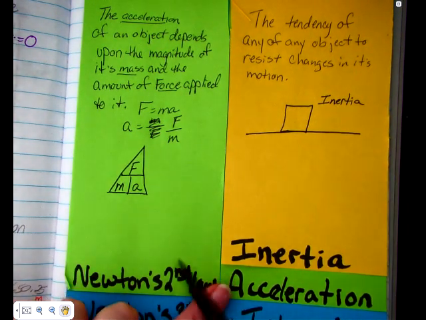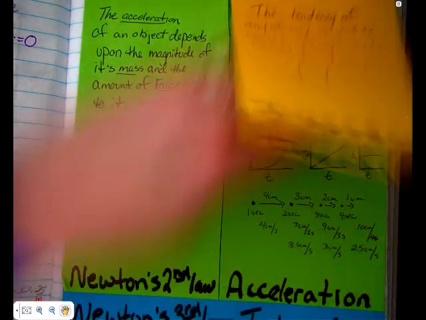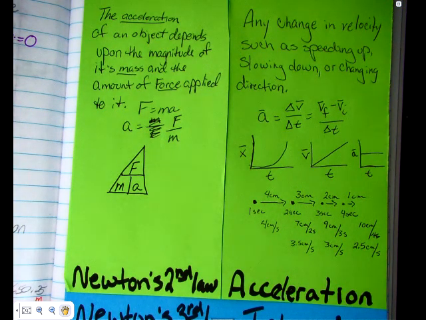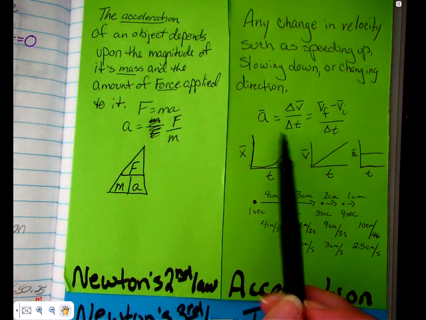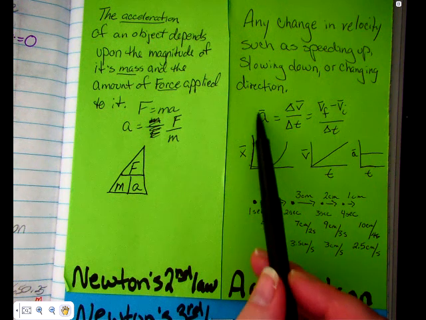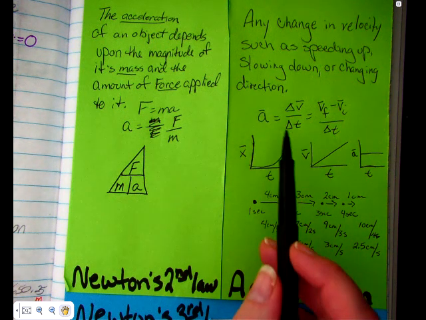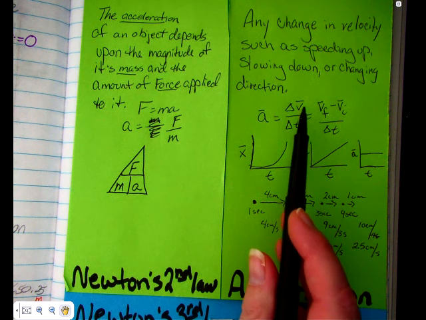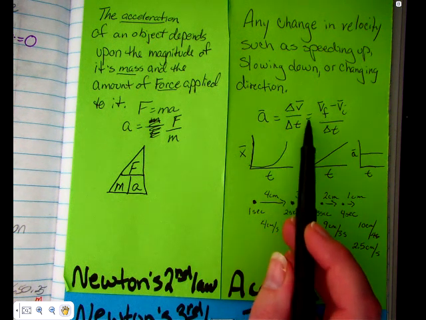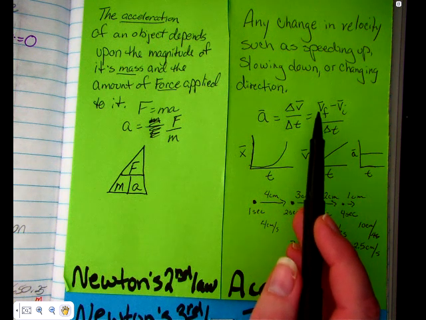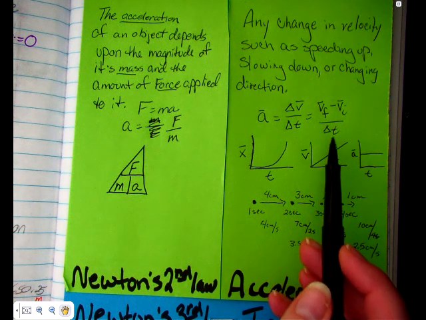So Newton's second law is often thought of in terms of acceleration. Any change in velocity, such as speeding up, slowing down, or changing direction. And we did formulas or equations for acceleration in the last unit chapter. Acceleration, which is a vector, that's why we have a line across, is equal to the change in velocity, also a vector, divided by the change in time. Okay, or otherwise known as the final velocity minus the initial velocity over change in time.